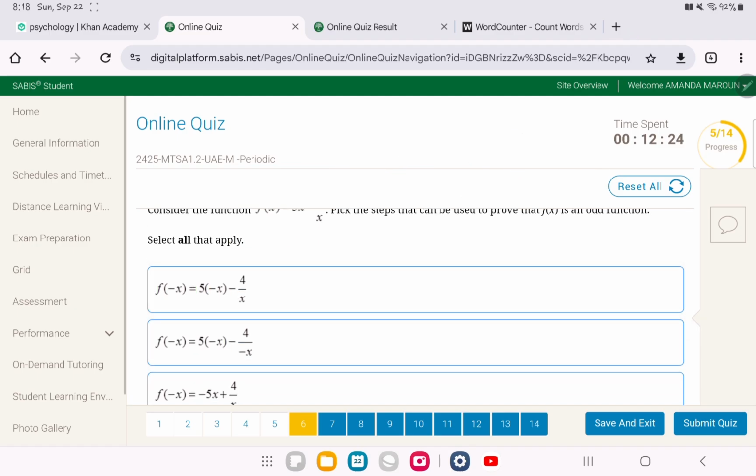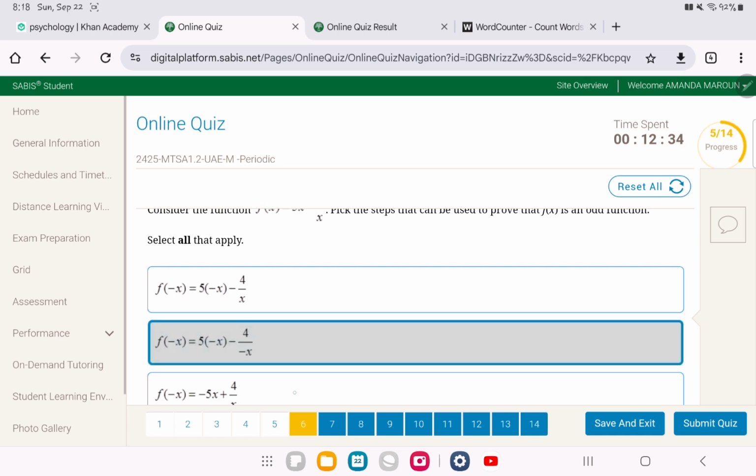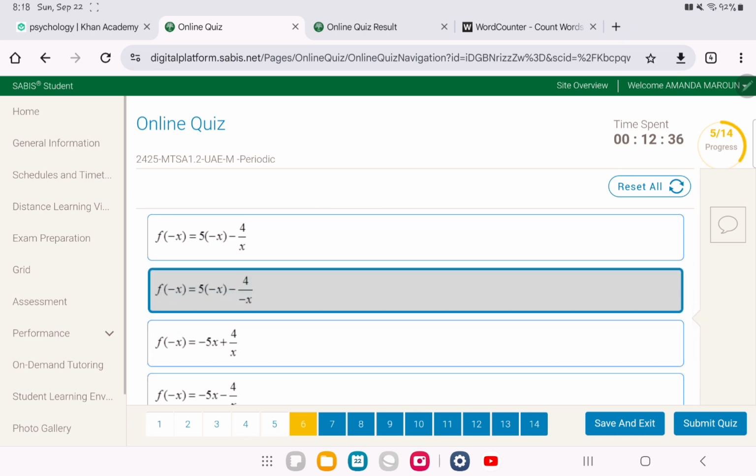How about the next one? We have f(-x) is equal to 5 times minus x. Yes. Minus 4 over minus x. Yes. So this one is correct. Then, if we simplify it, we're going to get minus 5x, and then two minuses in a fraction make it positive, plus 4 over x. So that means f(-x) is equal to minus 5x plus 4 over x. So this one is correct.